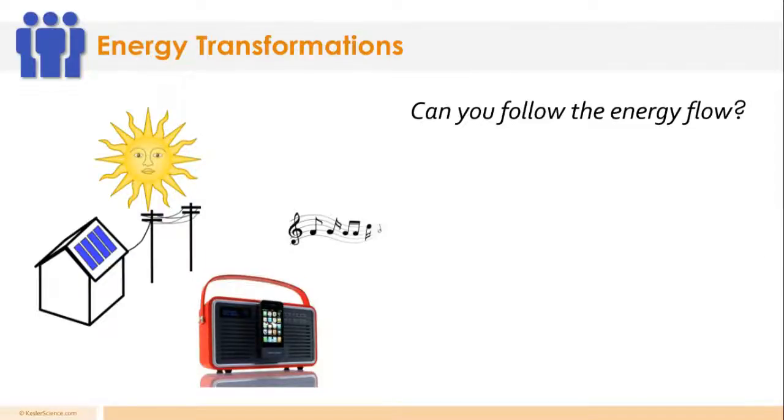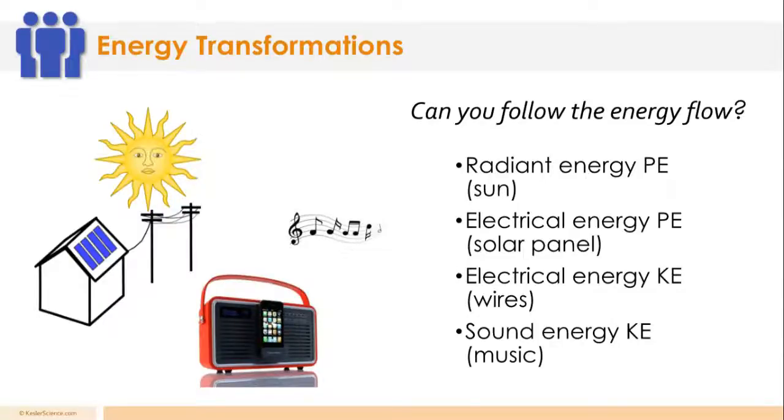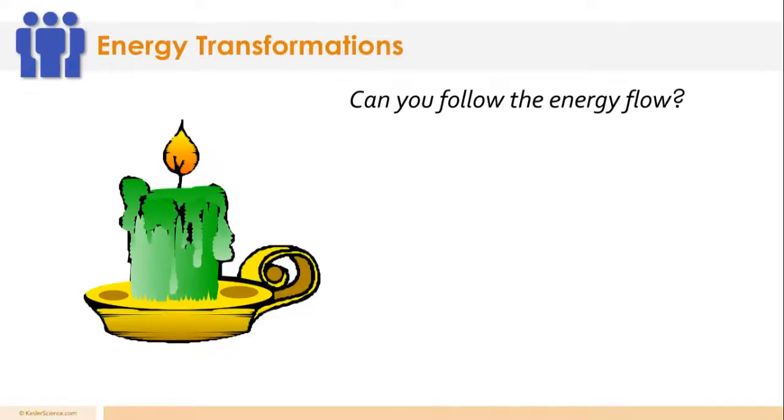And so let's look at this one. If we can follow the energy flow from this, we have radiant energy from the sun. That transfers to electrical energy in that solar panel, carrying that electricity across those wires as electrical energy on the wires, and then sound energy or mechanical energy with the music playing. All right, just do one more here. We'll actually do a few more.